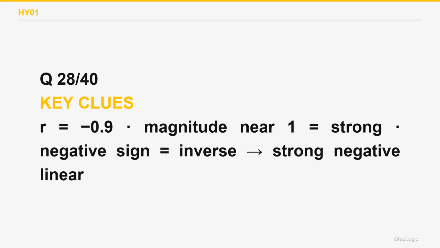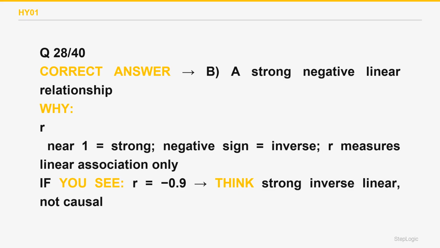The magnitude here, 0.9, close to 1, indicates a strong linear association, and the negative sign means the variables move in opposite directions: more exercise, lower resting heart rate. So R of -0.9 describes a strong negative linear relationship, though it says nothing about causation. The correct answer is B. Correlation never establishes causation. A strong R cannot prove that exercise lowers heart rate rather than sharing a common cause.